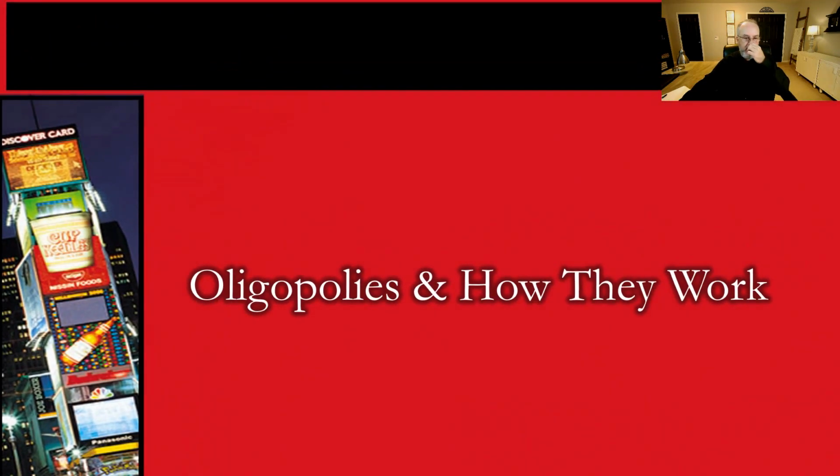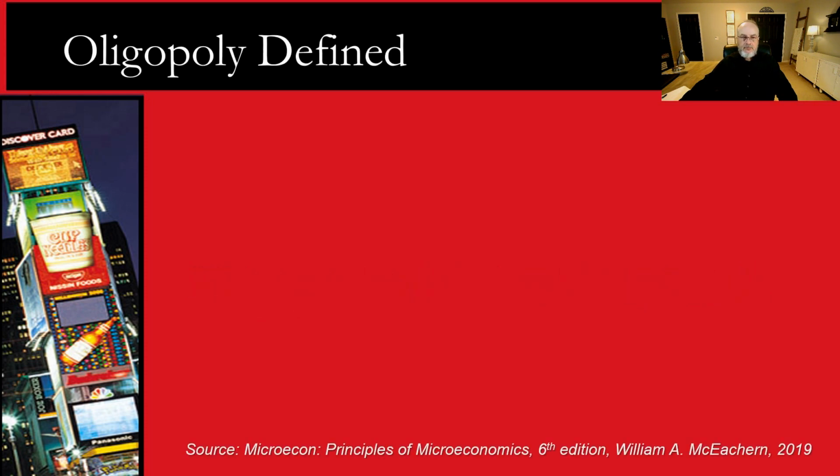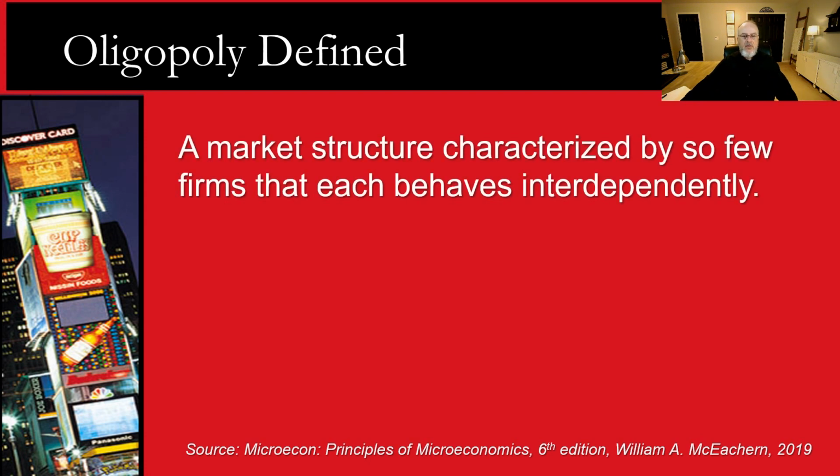All right, so let's finish up here by talking for a few moments about oligopolies and how they work. Oligopoly is maybe a new term to you. It means a few. It doesn't mean many. It means a few suppliers. Okay. So let's look at the definition. Market structure characterized by so few firms that each behaves interdependently. So in oligopoly, there's no specific number, but you've got 6, 8, 10 companies that control most of the business, more than 50% of the business.